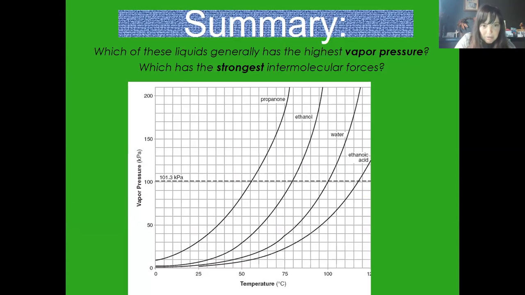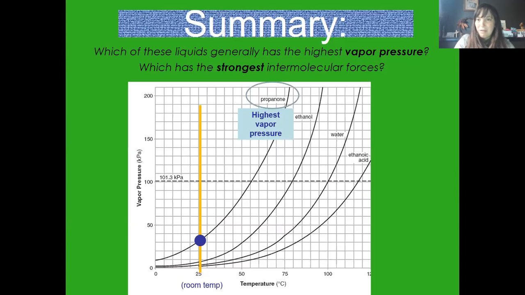So highest vapor pressure, let's just look at regular room temperature. Looks like the one that has the most vapor pressure at that temperature and at any temperature is propanone, highest vapor pressure. All right, which has the strongest intermolecular forces? Well, that's going to be the one that's hardest to boil, or with the lowest vapor pressure. So ethanoic acid.